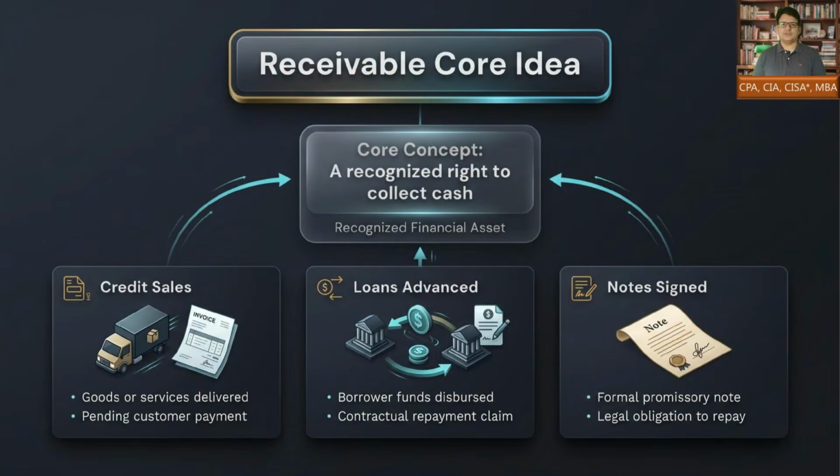At the core, a receivable is a recognized right to collect cash or another financial asset from another party. The important word is recognized. A hope, a plan, or a possible future sale is not enough. There must be a real claim that belongs on the balance sheet. That claim may come from goods sold on credit, money advanced to a borrower, or a signed note. Once the claim exists, the next question is not just how much is owed, but what kind of receivable it is.